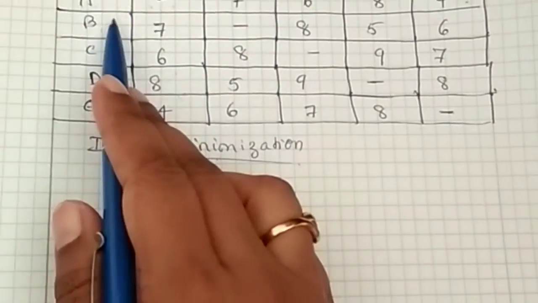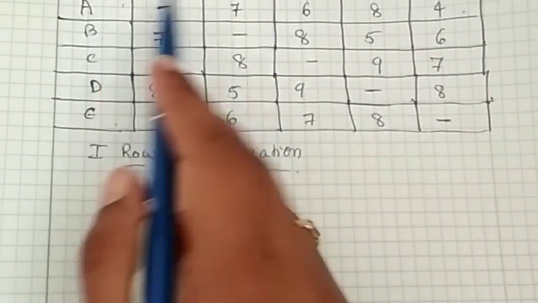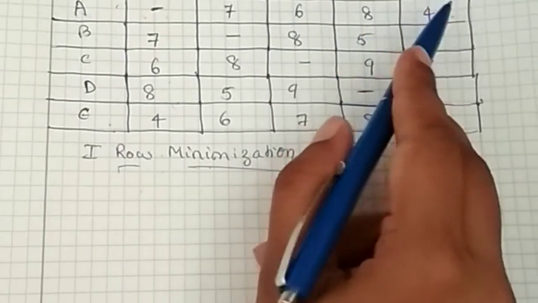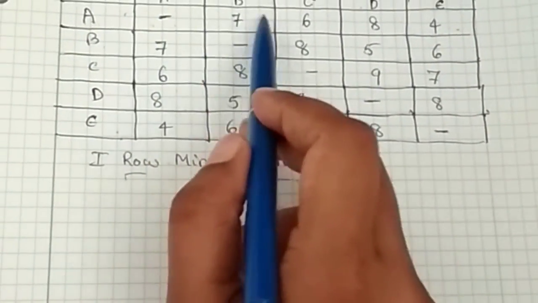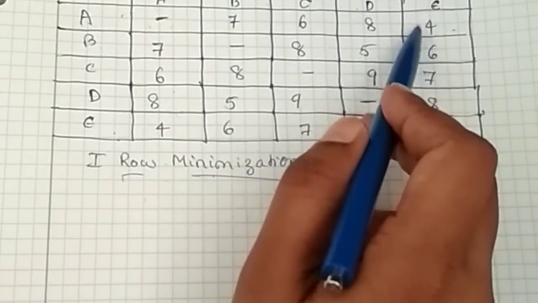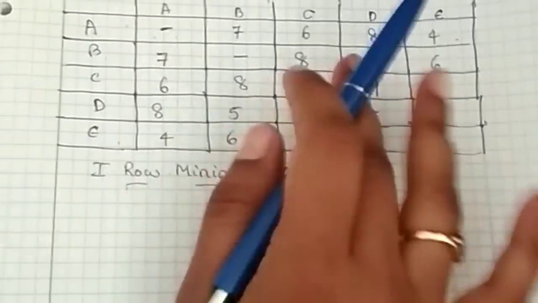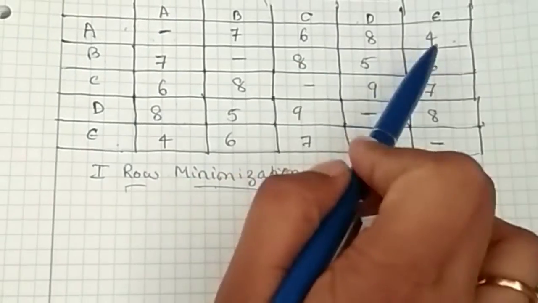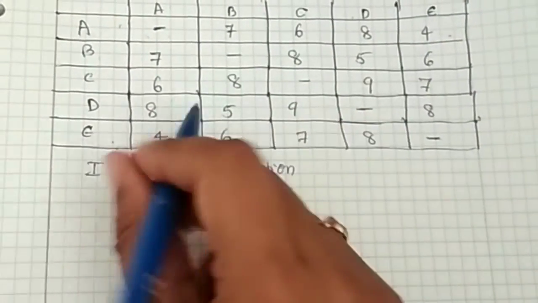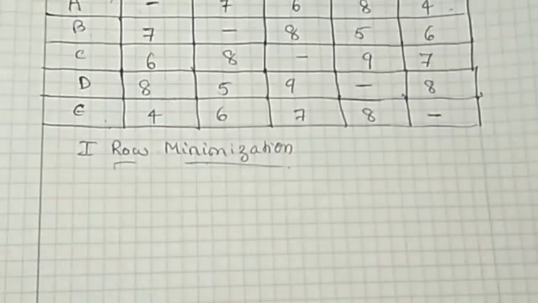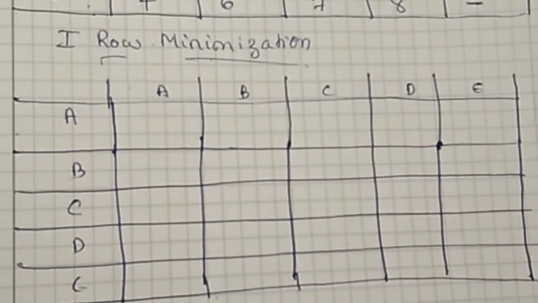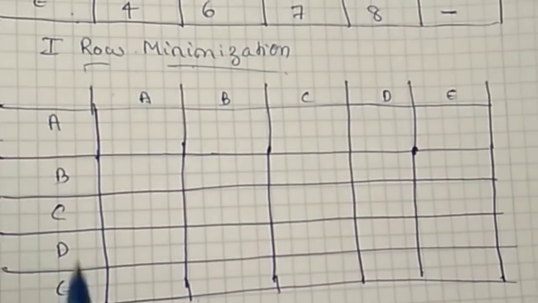Example, for row A, the minimum value is 4. Therefore, I will be subtracting 4 from all these values. Okay, so let me see what the resultant matrix is. Let me show a detailed explanation for row A.